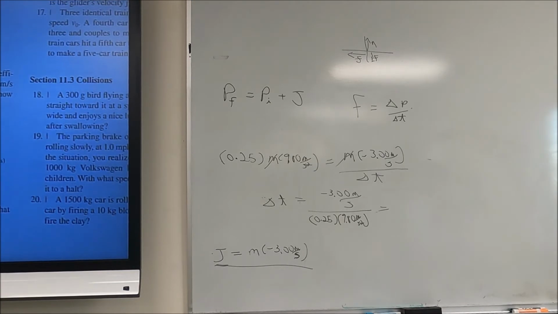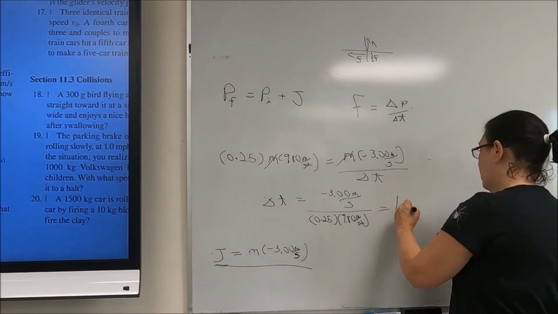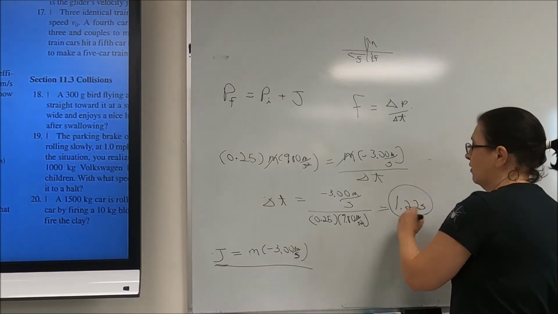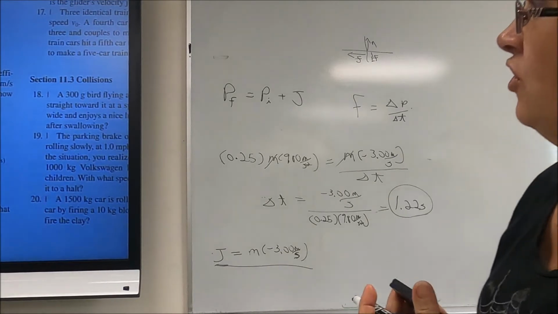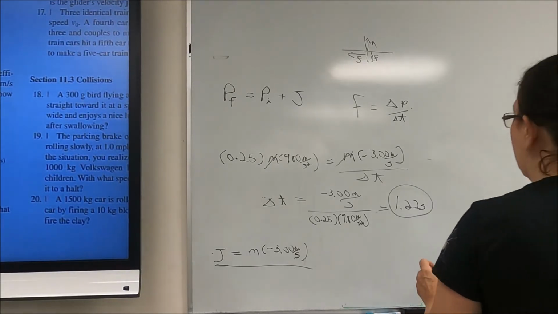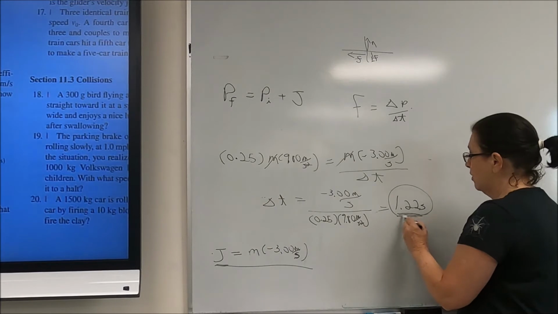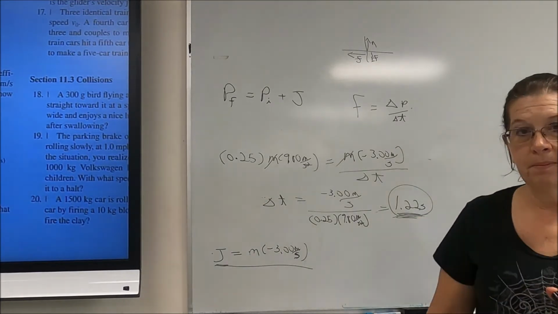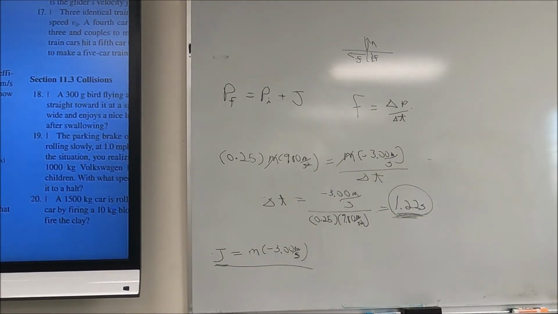So 3 divided by 0.25 divided by 9.8. Our time is 1.22 seconds. Now, the question asks us to find how long the sled takes to travel from part A to part B, and that's exactly what we did.